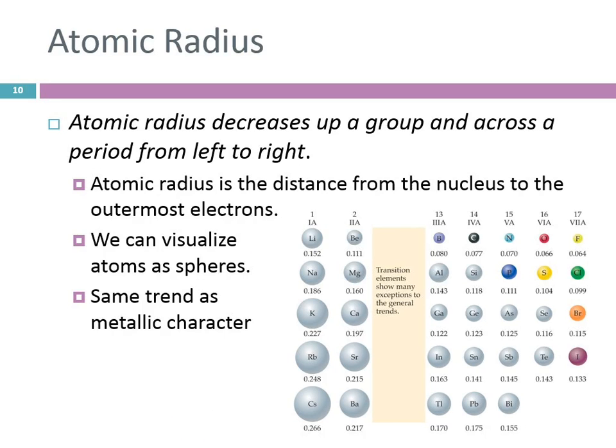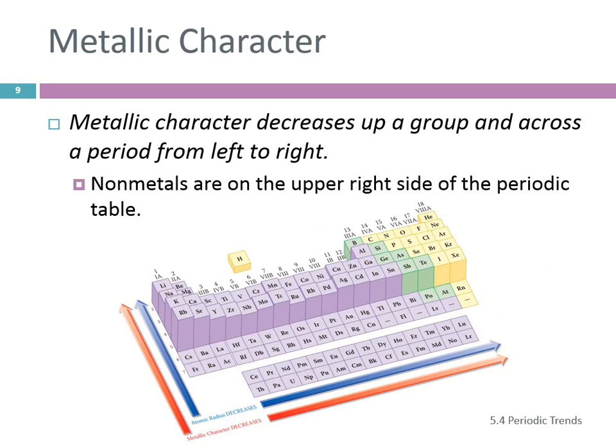We have some examples here. No, we don't. Another trend is atomic radius. Well, does anybody have any questions about metallic character? And the kinds of questions that could be asked were, I give you two elements and ask you which one is more metallic. And you look at their relative positions in the periodic table to decide.